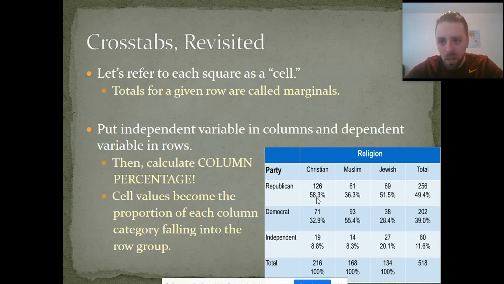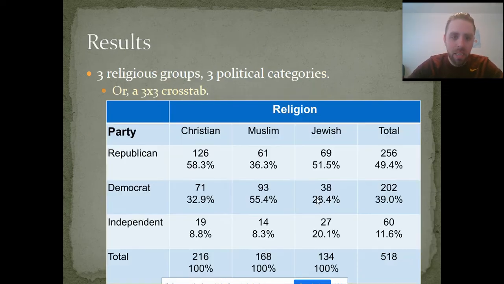But as I hope we've learned right now, we can't eyeball these things. We have to actually theorize and test the hypothesis rather than just say, yeah, clearly there's an eye test that has been passed here. Okay, so this is our crosstab. We're going to call this a 3x3 crosstab. 3 rows and 3 columns, 3 religious groups and 3 political categories.